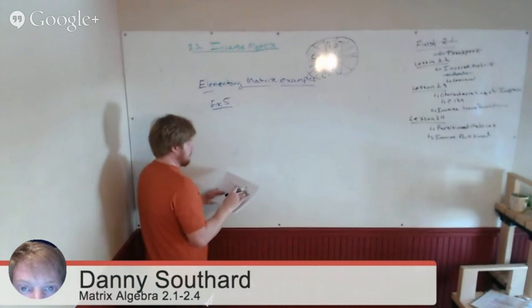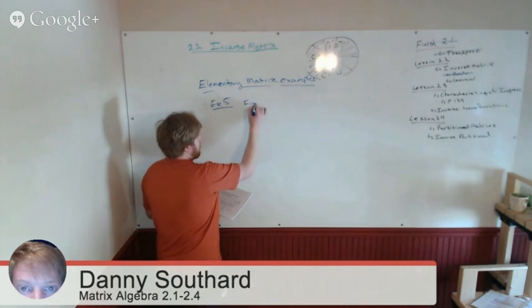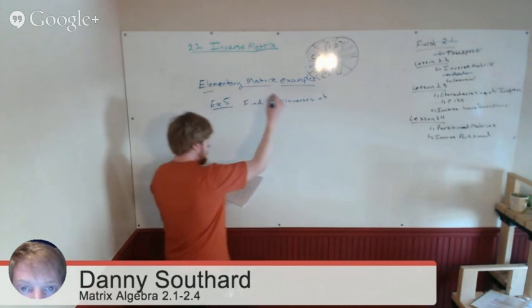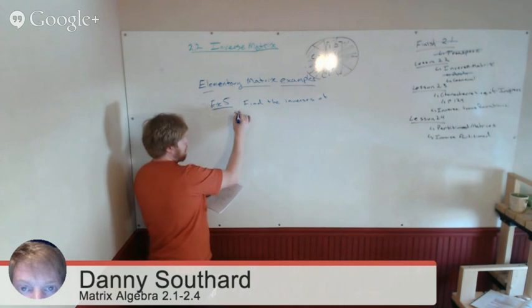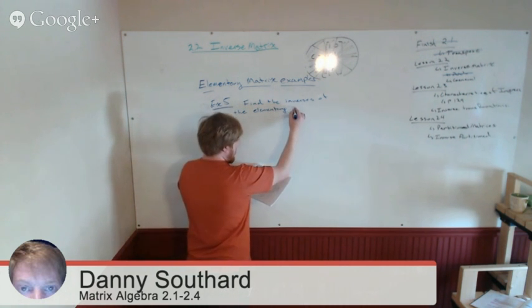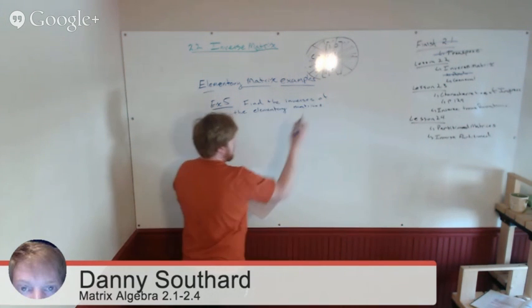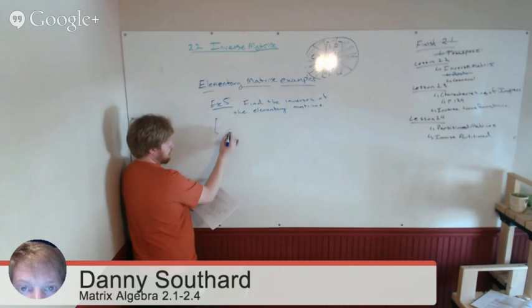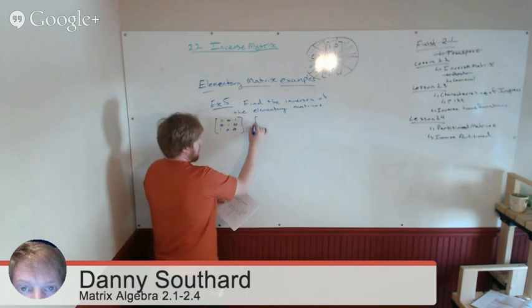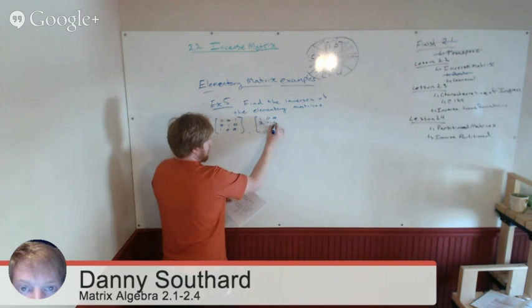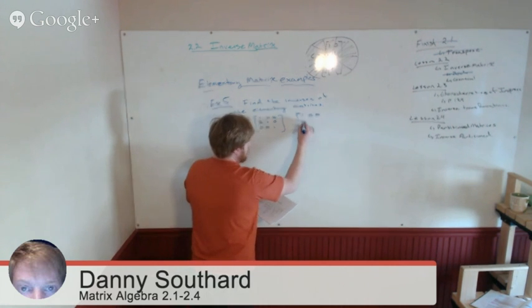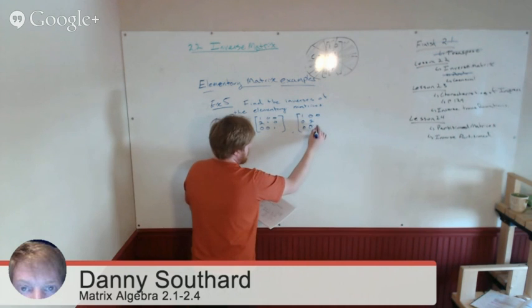Okay, so find the inverses of the previously given elementary matrices. And the elementary matrices that we're referring to are the ones that we just looked at. 0, 0, 1, 0, 1, 0, 1, 0, 0. We already did this one, but we'll double check and make sure that I did it right. And then what was it, 1, 0, 0, 0, 7, 1, 0, oops, 0, 1.